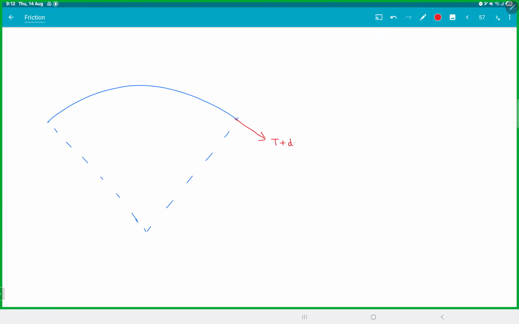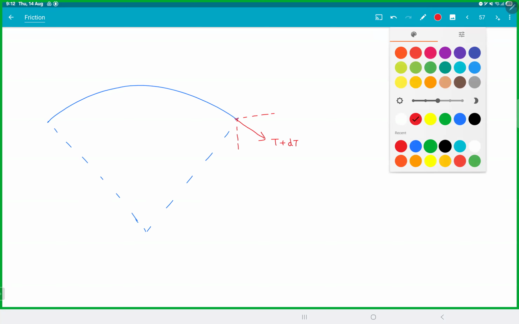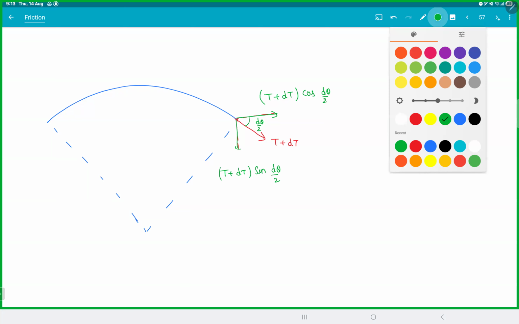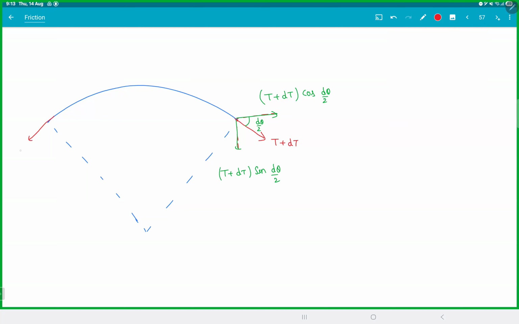This is T plus dT. So the components will be, this will be (T plus dT) cos(d theta by 2), because this angle was d theta by 2, and (T plus dT) sin(d theta by 2). There are a lot of small approximations in this. This is tension. This is friction.